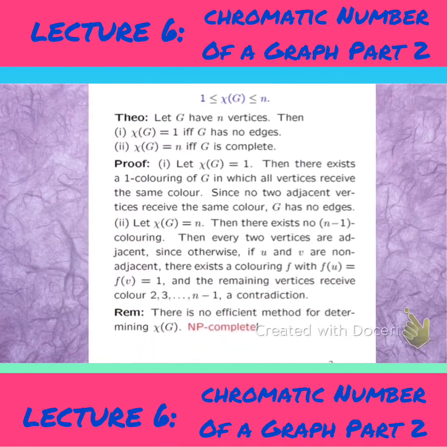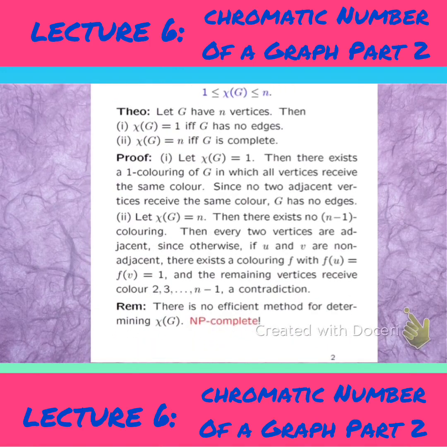Then we just have this concept of NP completeness. There is no efficient method for determining chi of G, and therefore it is NP complete. Now, in computational complexity theory, a problem is said to be NP complete when it can be solved by a restricted class of brute force search algorithms, and it can also be used to simulate any other problem with a similar algorithm.